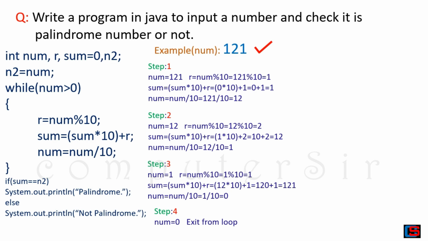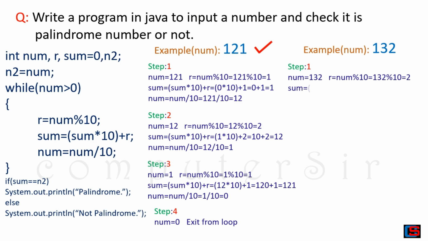Now let's take another example. Okay, so now the second example: the number entered by the user is 132, right? So n2 also becomes 132. Now in step 1, the num is 132, so r equals num mod 10. It means 132 mod 10, and r becomes 2, right?